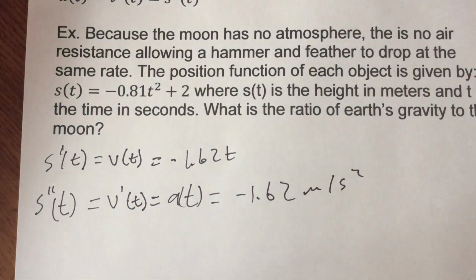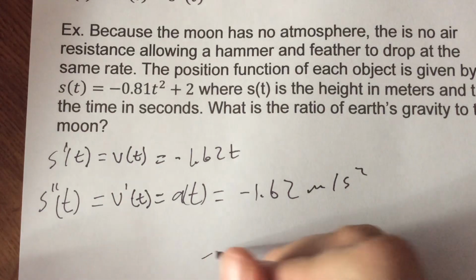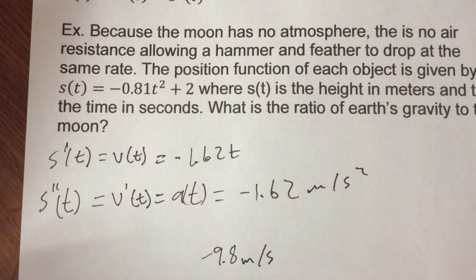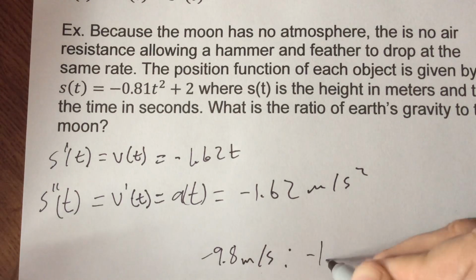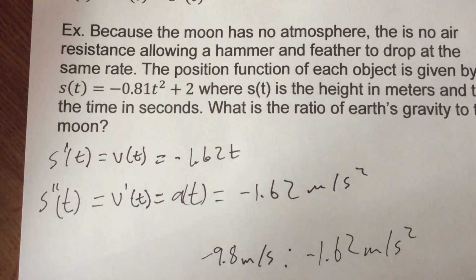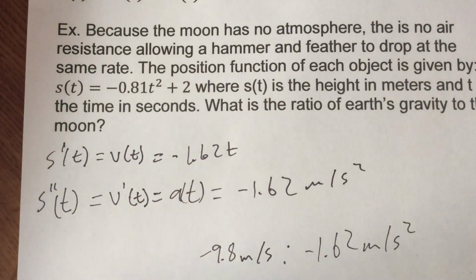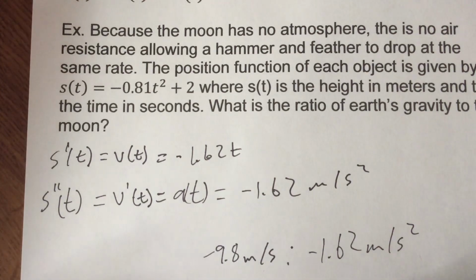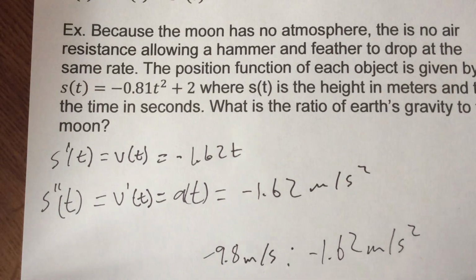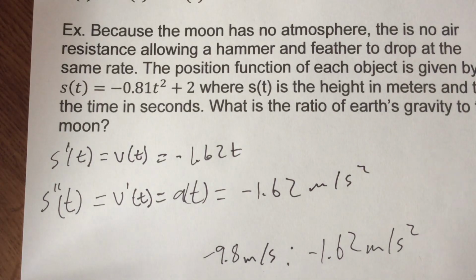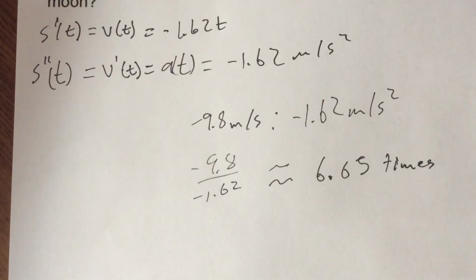So it's wanting to know what's the ratio of Earth's gravity to the moon. Well, Earth's gravity is going to be negative 9.8 meters per second squared, in a ratio to negative 1.62 meters per second squared. So in other words, we're going to take negative 9.8 and divide by negative 1.62. It's going to be about 6.05 times. So Earth's gravity is going to be a little over 6 times what the moon's is.